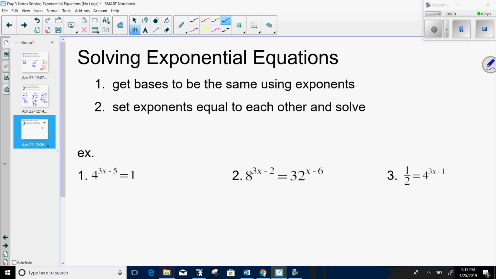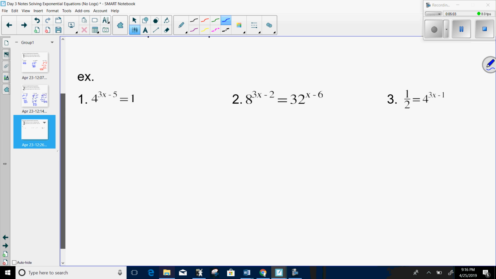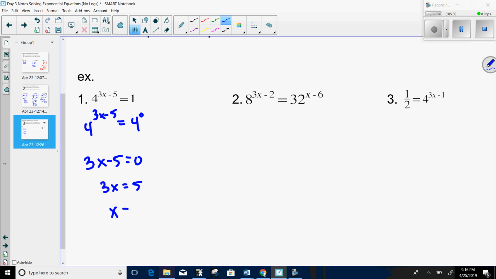Last slide. Okay. So the last slide, there's kind of a trick here. 4, we can rewrite that as 2 squared. The problem is I can't really do a whole lot with this 1. There is a trick. You can make that 1 into 4 to the 0 power. Our exponent rules from algebra 1: anything to the 0 power is 1, and I can rewrite this as 4 to the 3x minus 5. That means 3x minus 5 is equal to 0. Add the 5 over, divide by 3, and I get x equals 5/3.